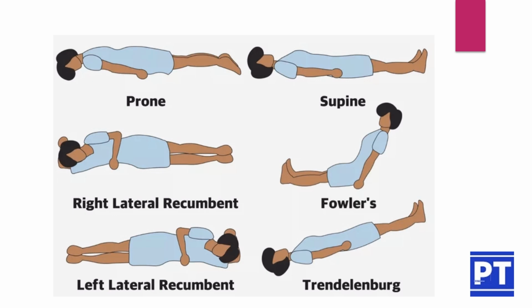When the patient is lying with the face up, it is known as supine position. When the patient is lying with the face down, it is known as prone position. When the patient is in any lying position, it is known as recumbent. When the patient is turned to the right side, it is known as right lateral recumbent. When the patient is turned to the left side, it is known as left lateral recumbent. Fowler's position means the patient is supine but the head is higher than the feet, whereas in Trendelenburg position, the feet are higher than the head, but the patient is supine itself.